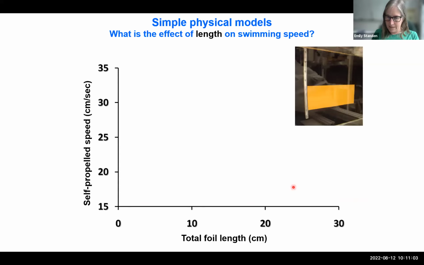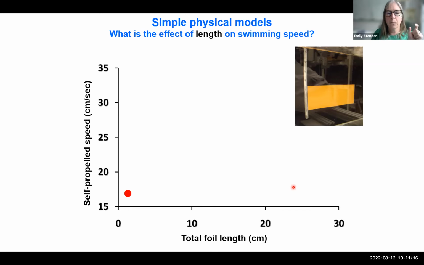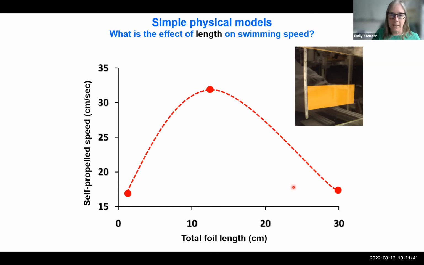So if we put a foil onto the flapper, and this is George and his students who did this, and formulate a hypothesis. If it was a really, really short foil, they hypothesized that it would not have a very high self-propelled speed. If it was a really long foil, they also predicted that it would have quite a low self-propelled speed due to excess drag. And so the prediction is that at some optimal length, you're going to get an optimal speed output. And this would be the relationship.